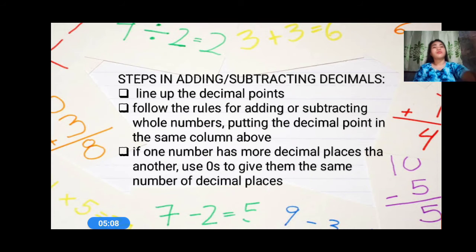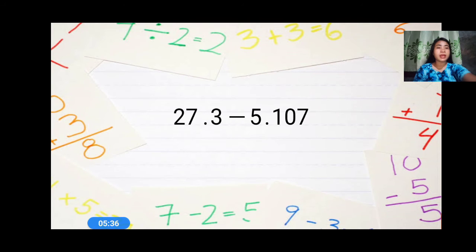That's it. First, you line up the decimal point and then follow the rules for adding and subtracting decimals. See to it that you put the decimal point in the same column. And remember, if one number has more decimal places than the other, then you are going to use zeros to give them the same number of decimal places. Do you understand?